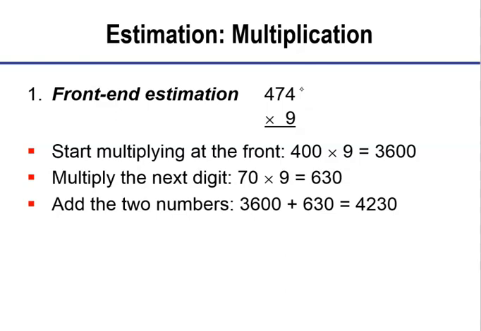Next, we're going to round that 74 to 70 times 9, which is 630. Add the 3,600 plus the 630, and you have a good approximation of 4,230. Really, it's like we rounded to 470 times 9. That's what that is right there. But that front end multiplying, and in this case, front end estimation, is a good way to handle that.